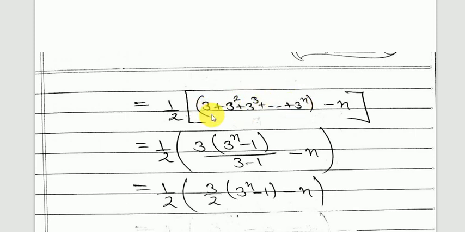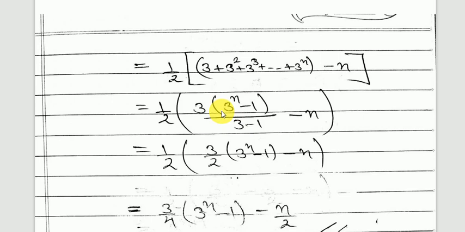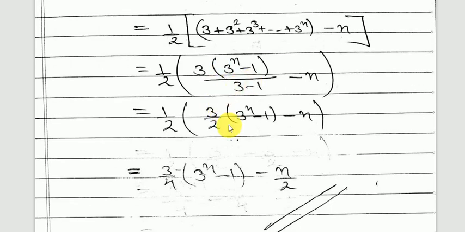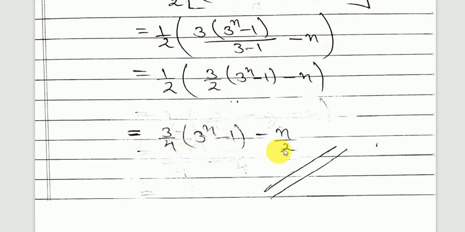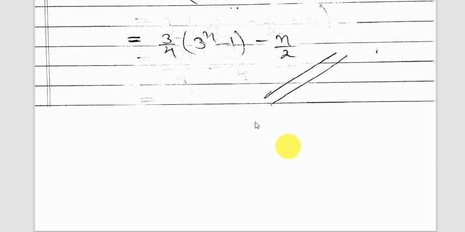Now you observe that this is nothing but a GP. The common ratio is 3 over here, and the first term is 3. So use the formula of the GP for the sum, and there you can get the sum. Simplify it and you'll get the answer. So this is all for today.